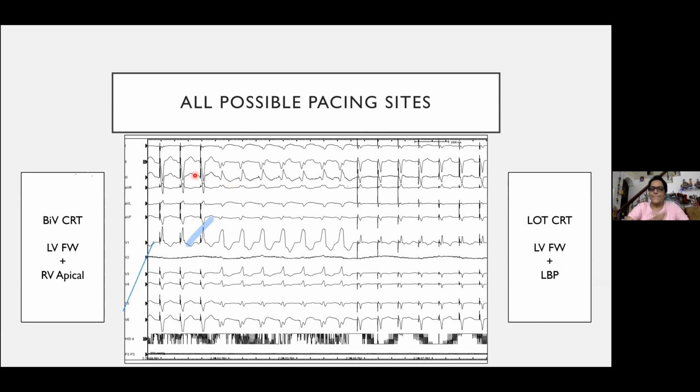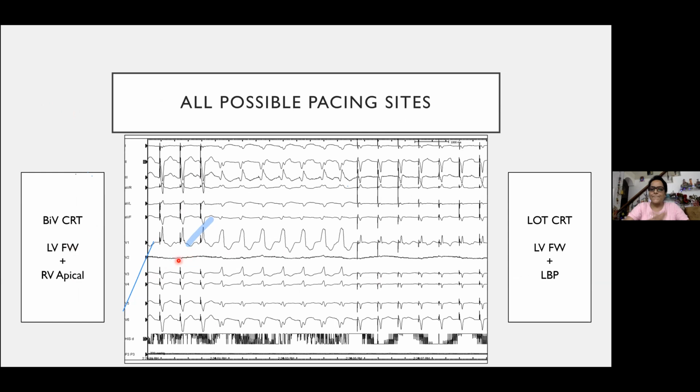And because it is a CRT-D case, we also put an RV lead, an RV coil, so we can pace from there also. So we do everything. On the left side, you see a traditional bi-V CRT with RV pacing: left free wall and RV apical.